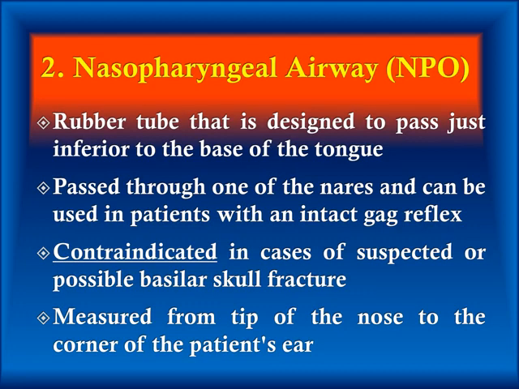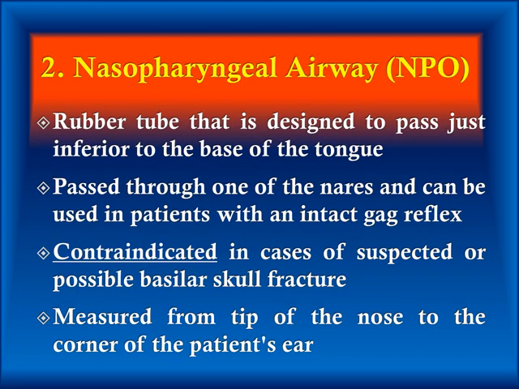Two, nasopharyngeal airway. It is a rubber tube that is designed to bend just inferior to the base of the tongue, to reach what? To reach the nasopharynx only. It passes through one of the nares and can be used in patients with an intact gag reflex. So we can use the nasopharyngeal airway in conscious, semi-conscious, and completely unconscious patients. It is contraindicated in cases of suspected or possible basilar skull fracture.